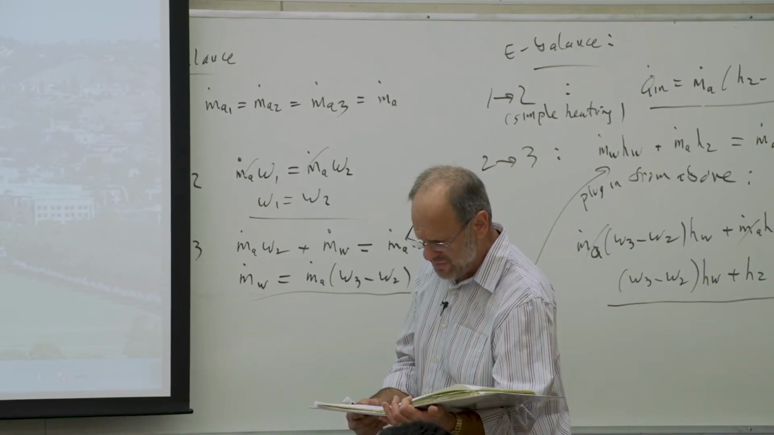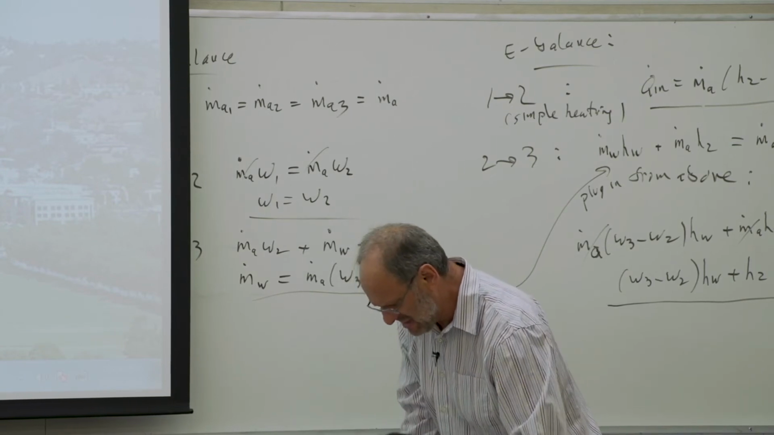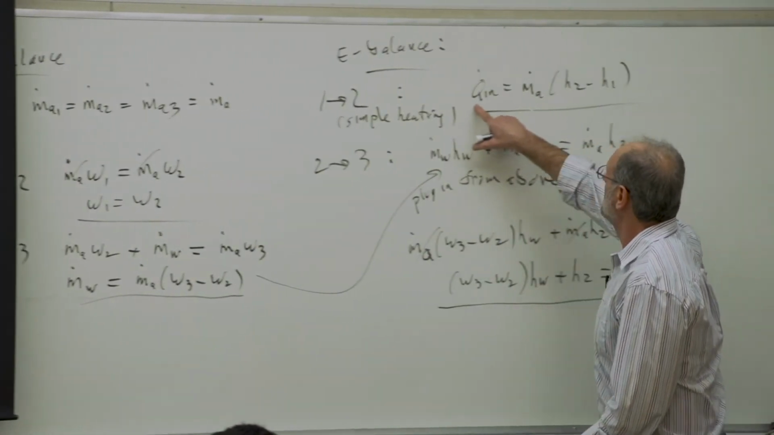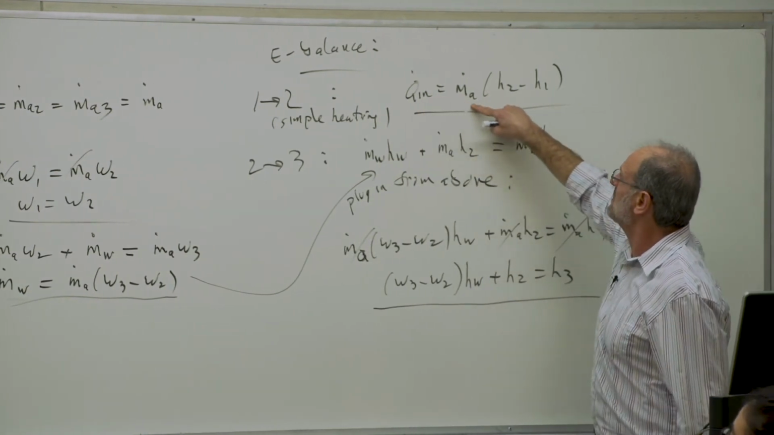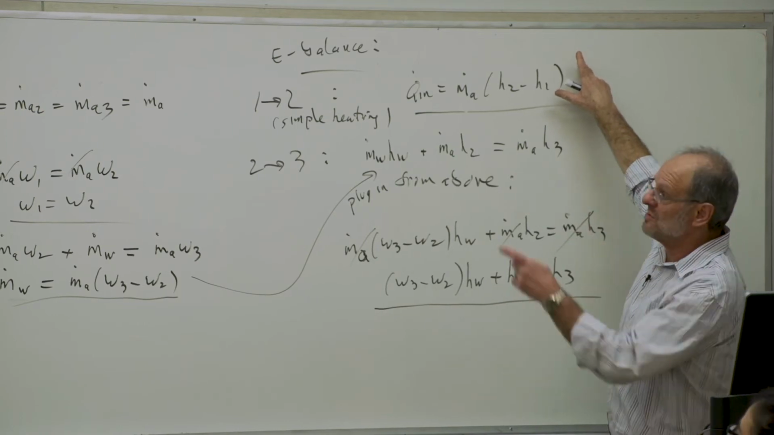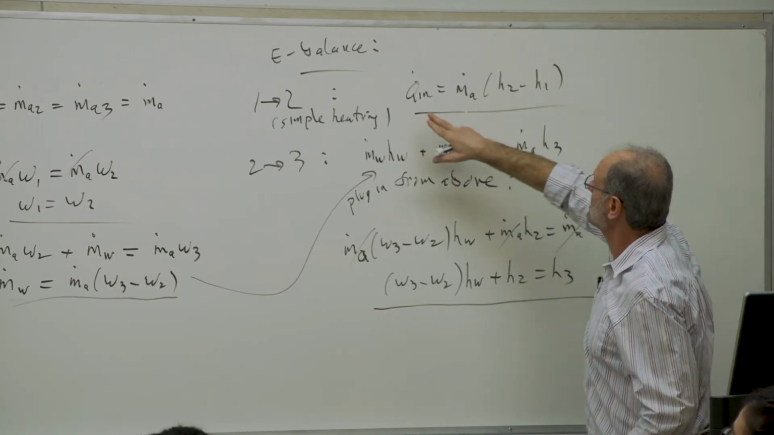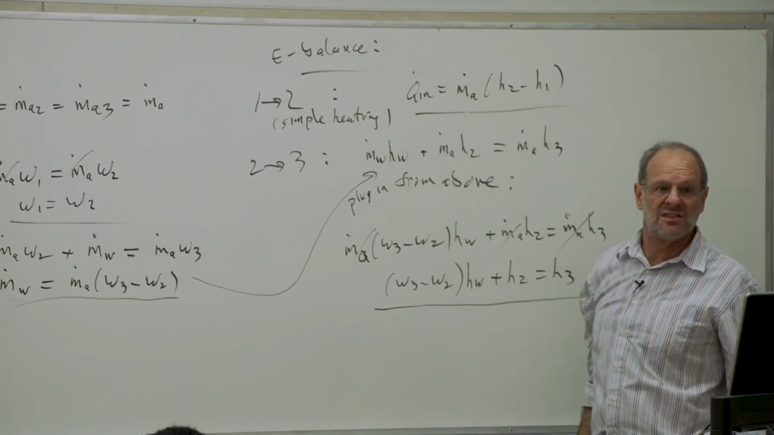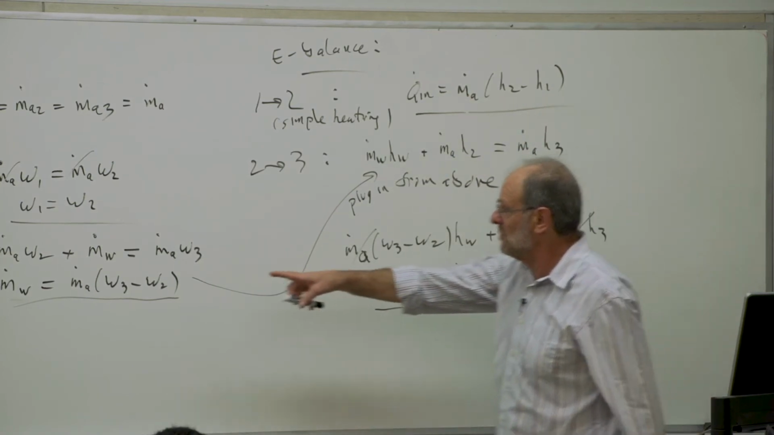You look at that which has been requested, and it might sound a little bit odd, but it's not really that odd. For instance, if we just divide out the air mass flow rate in this equation, which is our simple heating from 1 to 2 in this particular problem, that's going to give you the heat per unit mass of dry air. It's just going to equal the difference in the enthalpy. We can do essentially the same thing here.